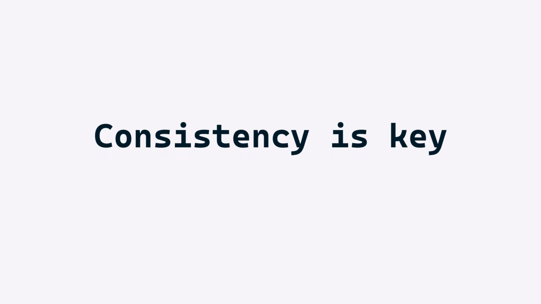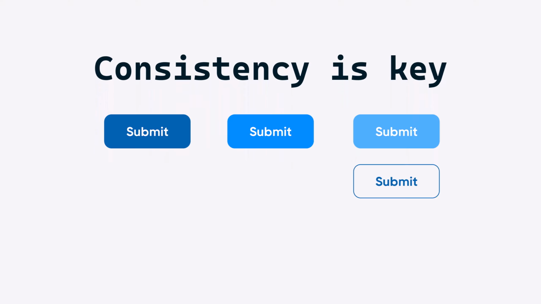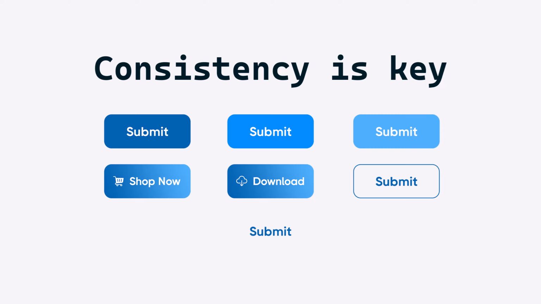Consistency is key when it comes to button design. Using consistent styles across your interface will make it easier for users to navigate and interact with your product. In this example, the buttons use a consistent color palette, shape, and size. This makes the interface look clean and professional. Consistency is one of the most important principles of good design. By creating consistent button styles, you can make your interface more user-friendly and improve the overall user experience.